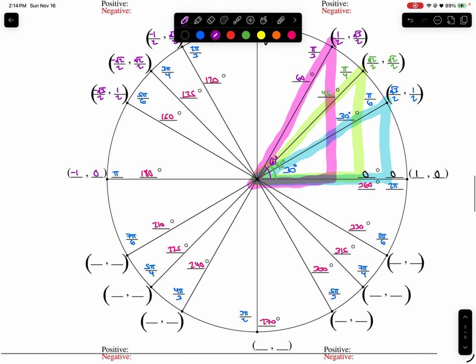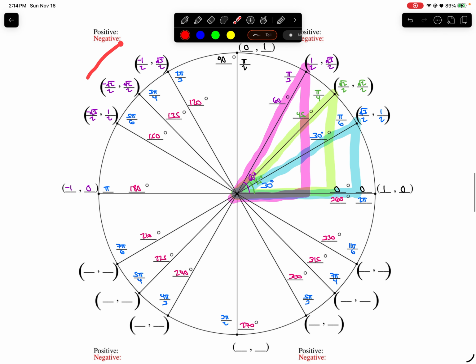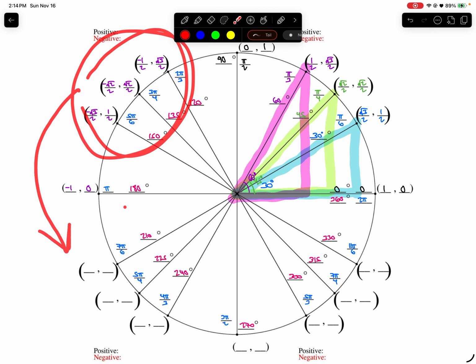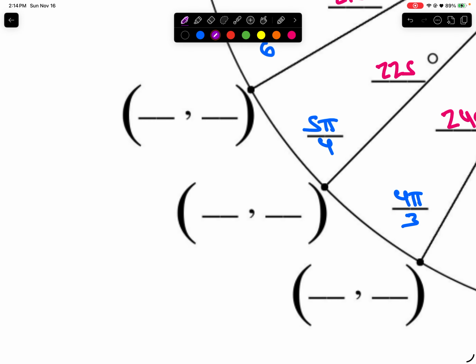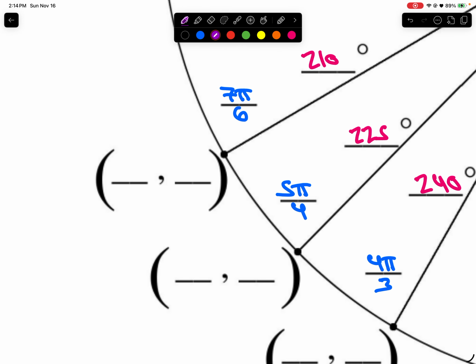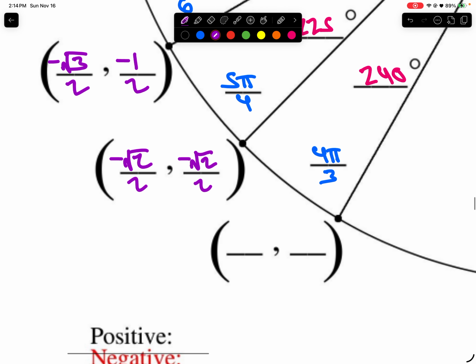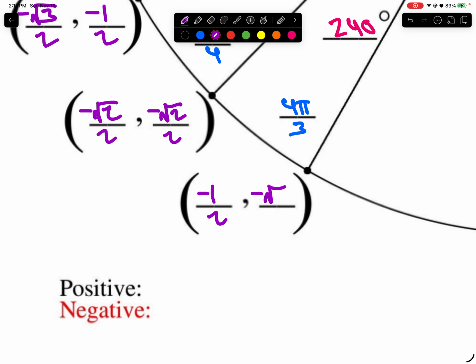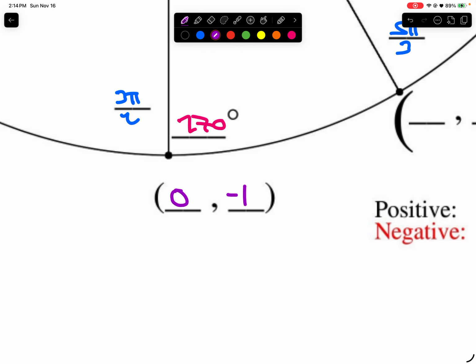And then the next part is to fill in quadrant 3 down here. I'm going to take my quadrant 2 values and reflect over the x-axis, which means my x value stays the same, but my y value is going to become negative. So my coordinate for 7 pi over 6 is negative root 3 over 2. The x values stay the same, but the y values flip. So then we have negative root 2 over 2, comma negative root 2 over 2, and then negative 1/2, comma negative root 3 over 2. And at 3 pi over 2 or 270 degrees, that's going to be 0, comma negative 1.